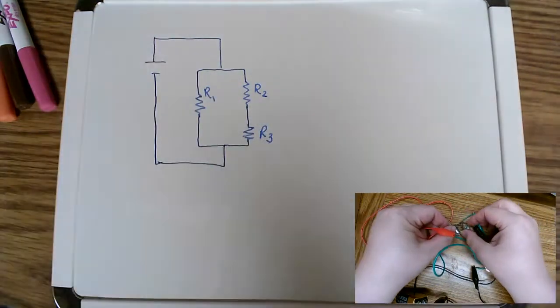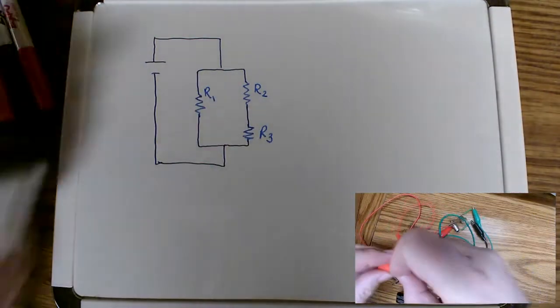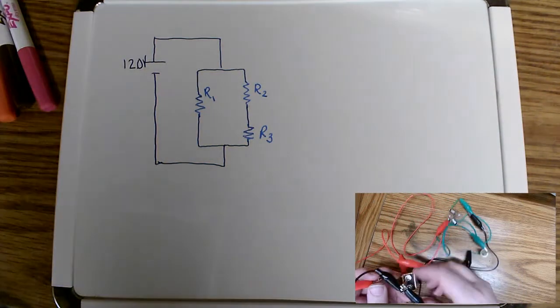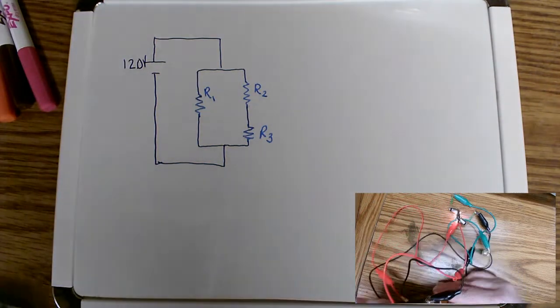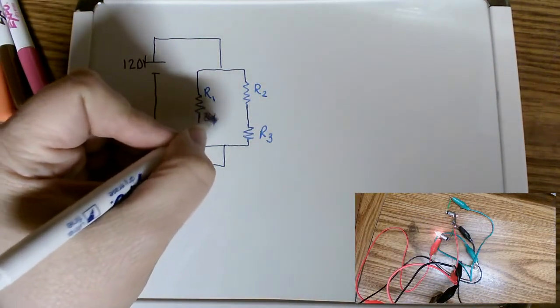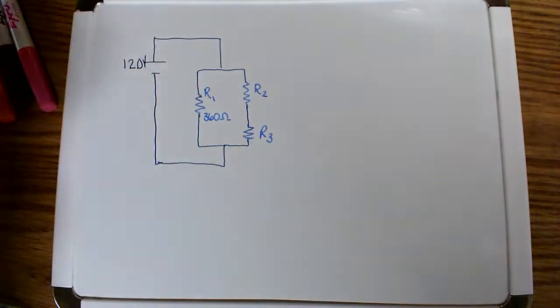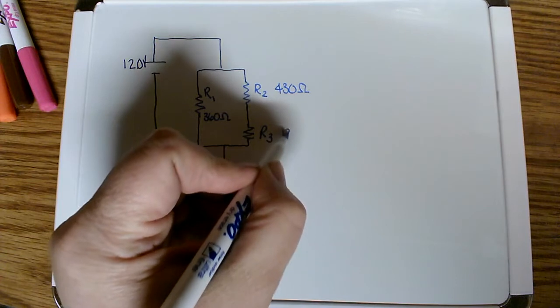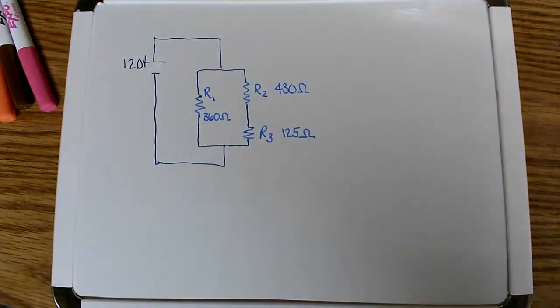So to demonstrate how to analyze this circuit, let's do an example based on the diagram that we already have. We're going to label the lights as R1 at 360 ohms, R2 at 430 ohms, R3 at 125 ohms, and we're going to use a 12-volt battery.